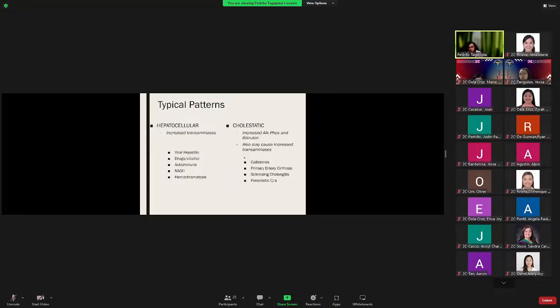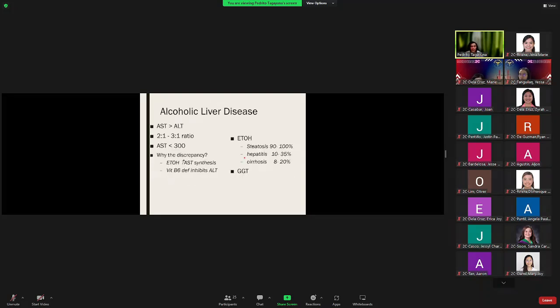If it is obstructive, the ones increased are your alkaphos and bilirubin. But your transaminases may also increase, but not as much compared to the increase of transaminases in hepatocellular disease. And what are the conditions? Obstructive conditions such as when there are gallstones, primary biliary cirrhosis, sclerosing cholangitis, and your pancreatic carcinoma that obstructs the biliary flow.